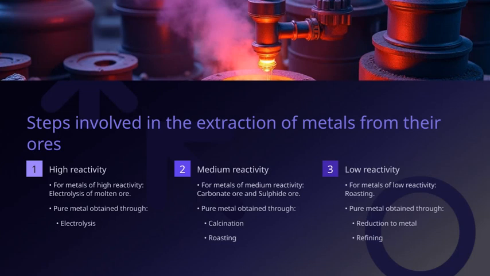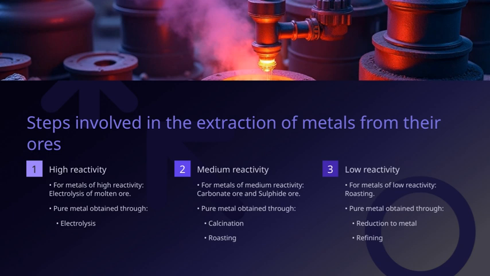Now, let's look at the refining process involved in extracting metals from their ores. Once we've reduced the ore to metal, the next step is refining to obtain pure metal. This process varies depending on how reactive the metal is. For metals of low reactivity, we typically use roasting.